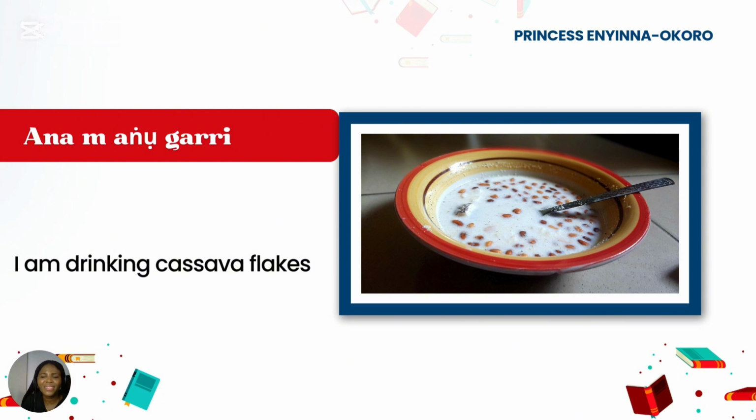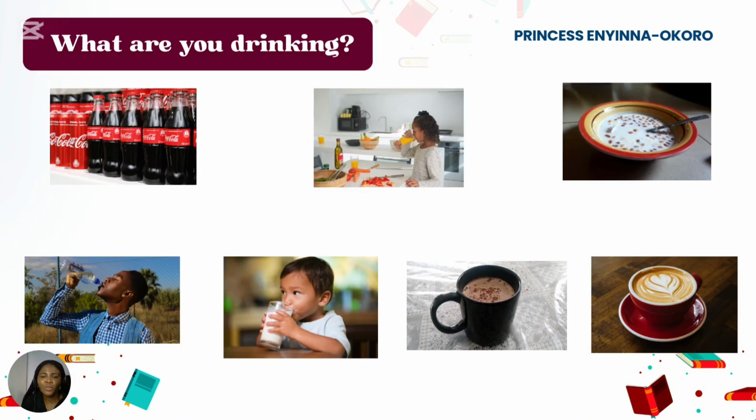Now let me test your knowledge. I want you to assume that you're drinking these things, but you're going to say it in Igbo. You're going to tell me what you're drinking. Now practice the first one. What's the first one? Say it by yourself. Did you get it? Let me say the answer now. Ana m aṅụ mmanya. That's the first one we have here. That's what it means to say I'm drinking soda, right?